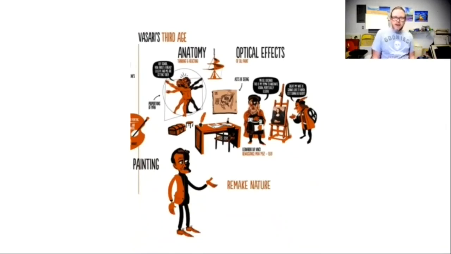To remake nature. That becomes the goal of art, right? Because art for a long time wasn't concerned with remaking nature. The Renaissance is wanting to remake nature. They're wanting to reclaim something that they feel has been lost.